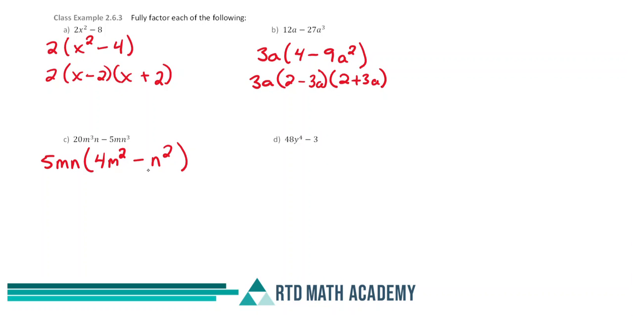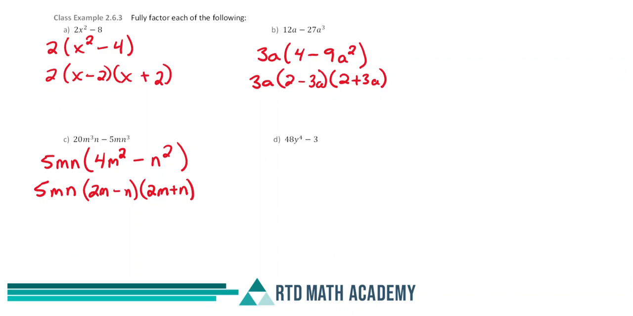Now I can see that it happened again. So we've got perfect square, subtraction, and then perfect square. So let me write this one more time: 5mn, and then I'm just going to write down my brackets. Square root of 4 is 2, so they both get a 2. Square root of m squared is m. And then square root of n squared is n. And then one's minus and one's plus.